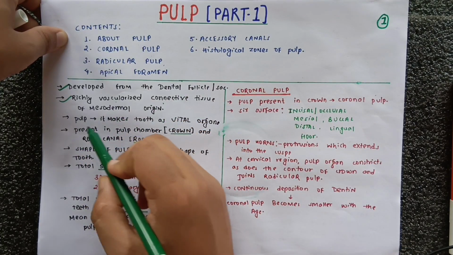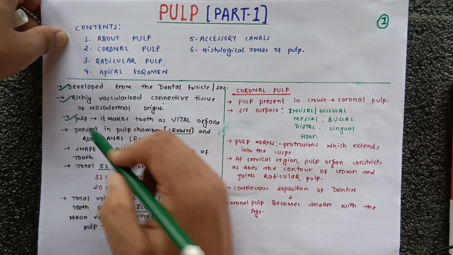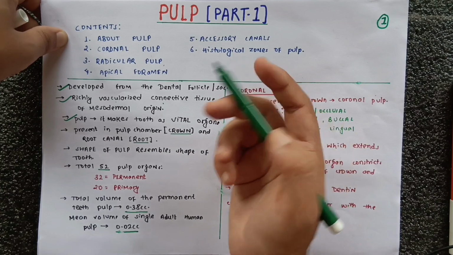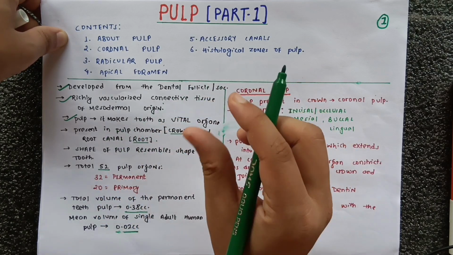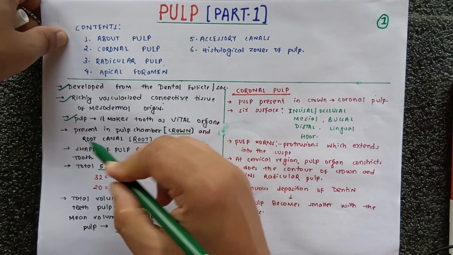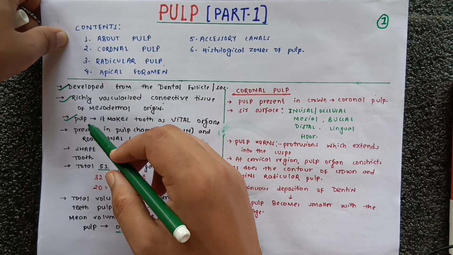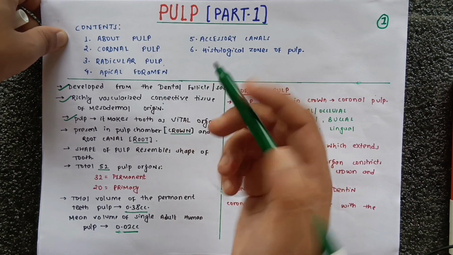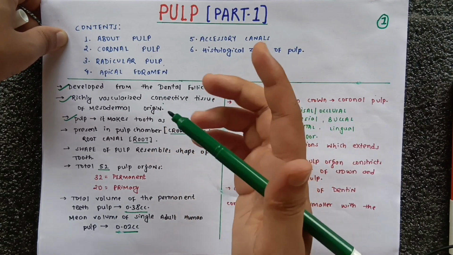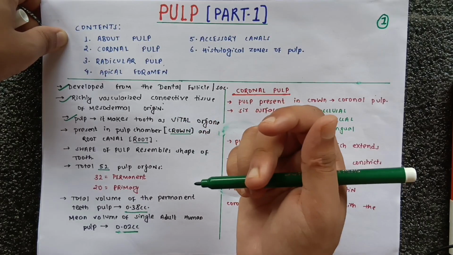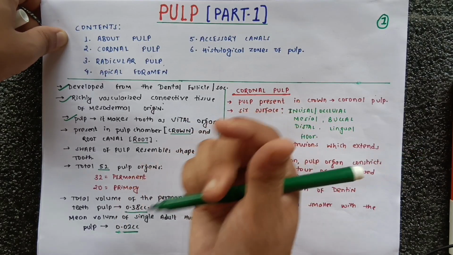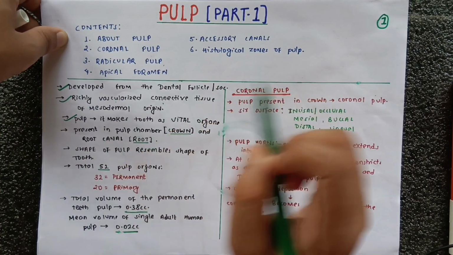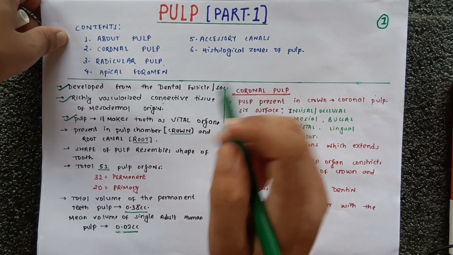After that, I have written here that the pulp makes the tooth a vital organ. As the pulp contains the blood vessels and the nerves, it is one of the vital things present in the tooth, and due to the presence of the pulp, the tooth is a vital organ. So we feel pain when caries reaches the pulp. The nerve sensation from the pulp is taken toward the brain. Impulses are carried by the nerves present in the pulp, so it is a vital organ.